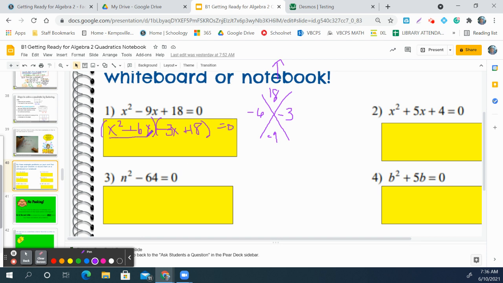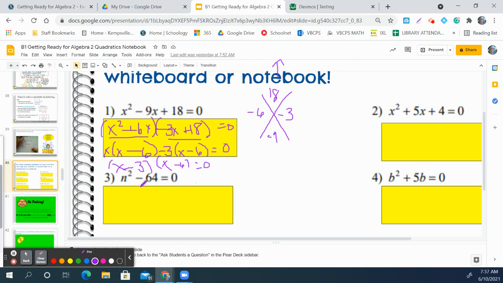So what can I just undistribute? What can I take out of x squared and 6x? X. And then I get x minus 6. And what can I take out of the minus 3x plus 18? So I'm left with an x minus 6. What kind of 3? Negative 3, absolutely. Then we put all that back together and we get x minus 3 and x minus 6 equals 0.